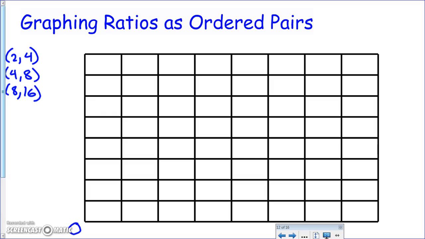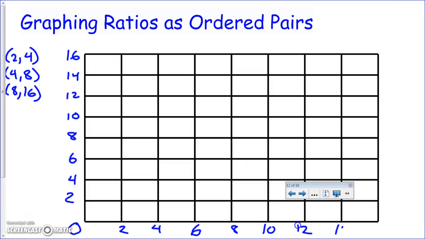However, we do go up to 16, so we're going to count by 2s on both the x and the y axis. You have to use the same interval on both parts of your graph. Now we can go through and graph our ordered pairs.